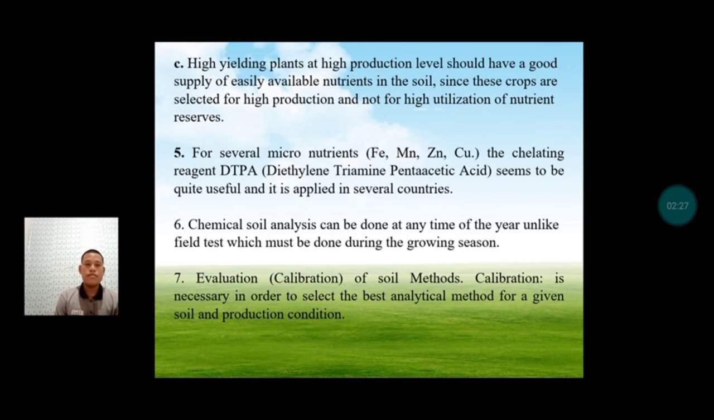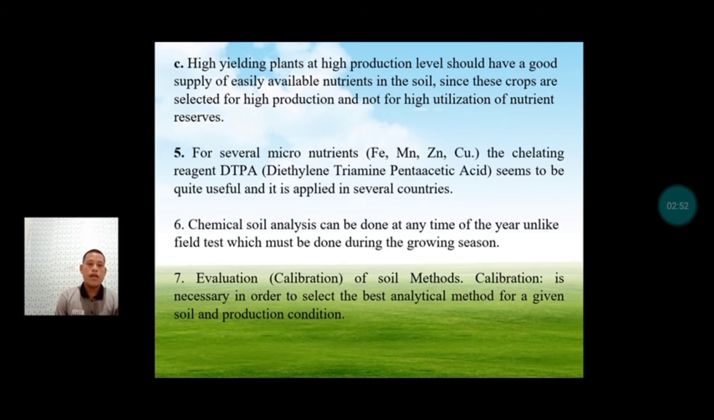6. Chemical soil analysis can be done at any time of year, unlike field tests, which must be done during the growing season. So it means that they can do chemical soil analysis anytime in the year so that the nutrients of soil can be used by plants, not like field tests, which are done at the time that the farmers are planting.